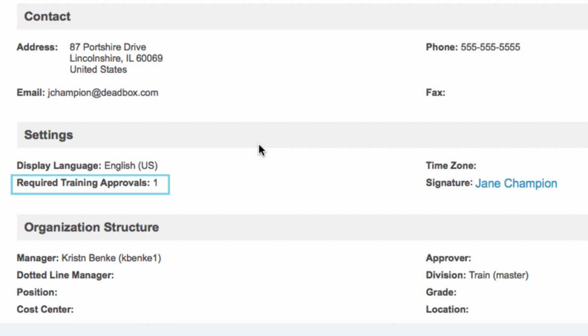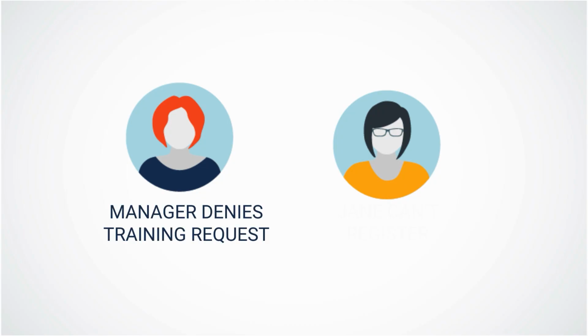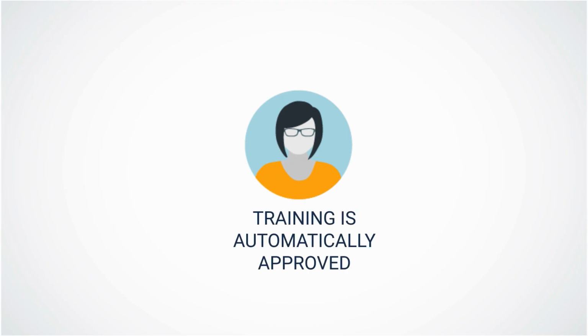Jane's user record has a 1 populated in the required training approvals field. Her user record also does not have an approver or cost center identified. If Jane's manager denies the request, the request will not advance, and Jane won't be allowed to register for the training. Lastly, if Jane does not have a manager, Jane's training request will automatically be approved because the request cannot be routed to an appropriate approver.